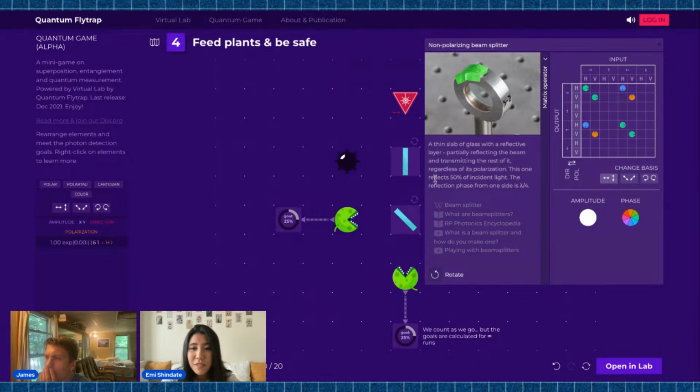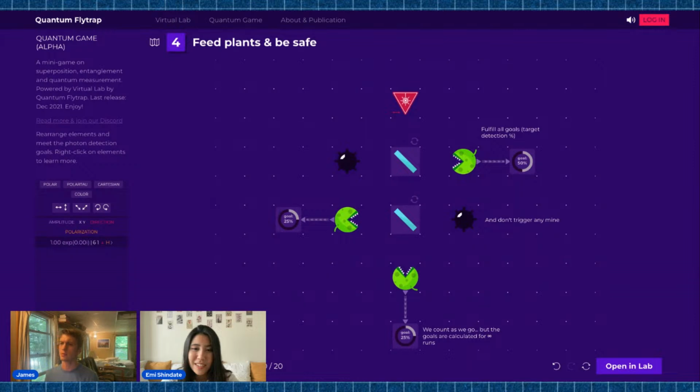transmitting the rest of it, regardless of its polarization. Okay, so basically, part of it goes through, part of it doesn't. Okay, and so that's splitting half the quantity of the photons. Exactly. So half of the photons will be passed, half of it doesn't. Does that mean it's also half the power? Yes, it should be. Okay.